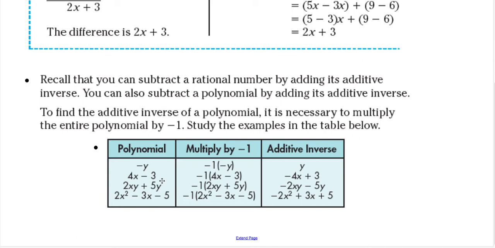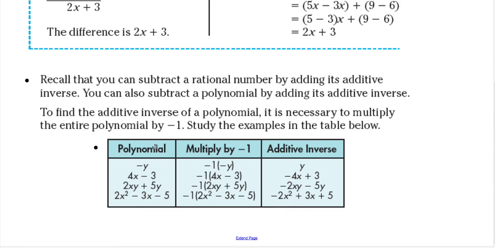You have 4x minus 3. Multiply the whole polynomial by negative 1. End up with negative 4x plus 3. If you notice, you are distributing the negative 1 to 4x. Negative 1 times 4x is negative 4x. Negative 1 times negative 3 becomes positive 3. Again, you have 2xy plus 5y. Multiply that by negative 1. End up with negative 2xy minus 5y. And lastly, 2x squared minus 3x minus 5. Distribute the negative 1. The additive inverse would be negative 2x squared plus 3x plus 5.